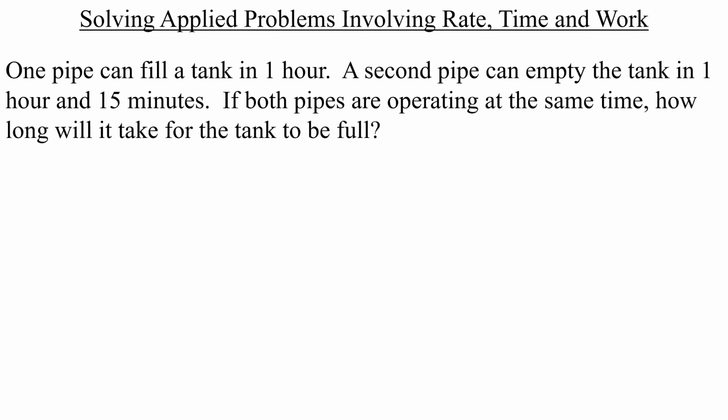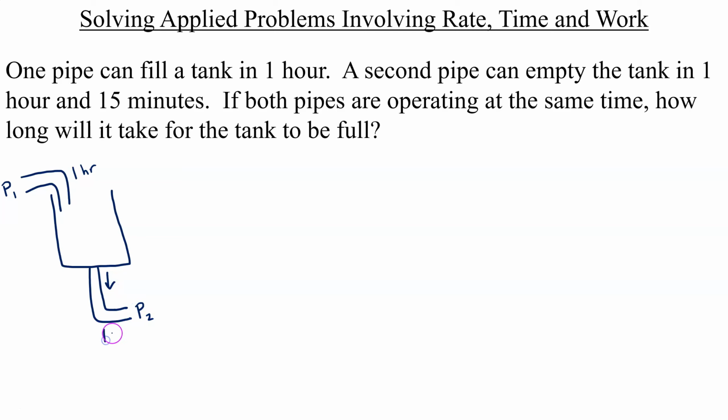Let's look at another example. We have the same situation where we have a tank that needs to be filled, and we have pipe 1 filling it in 1 hour. But now our second pipe is not filling the tank, it can empty the tank. So I'm going to put the pipe down here. Pipe 2 can empty the tank in 1 hour, 15 minutes. We want to know if both pipes are operating at the same time, how long will it be for the tank to be full? So let me remind you of the equation.